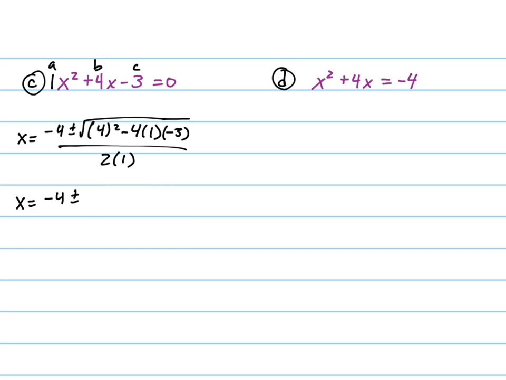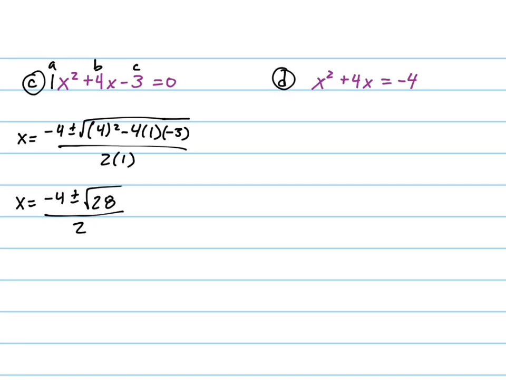And if I'm not mistaken, 4 squared is 16, and this would be 12, so that would be 28 over 2. 28 is not a perfect square, but in this case, we could simplify the radical.